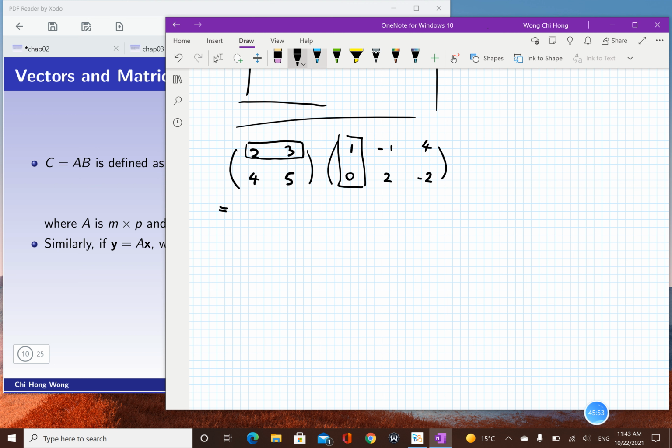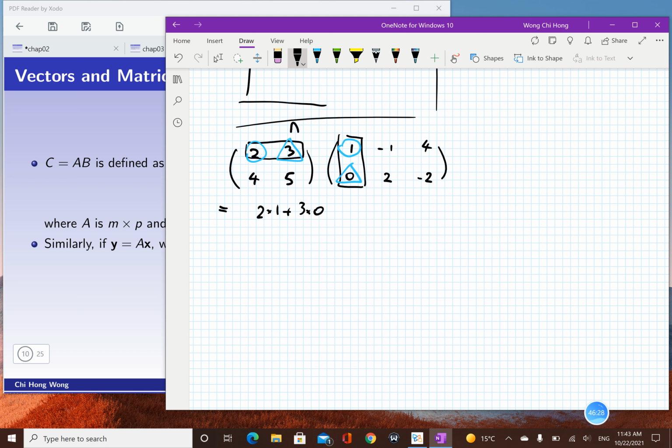Because the way we multiply these matrices together is simply to take these numbers, in this case 2 and then 3 there, and multiply them to the corresponding numbers here. In this case I'll do 2 times 1 plus 3 times 0. This would be my first entry, the first number in the product of the two matrices.